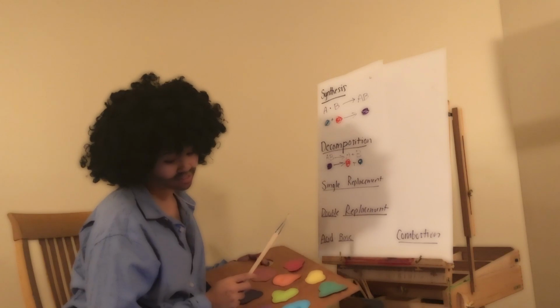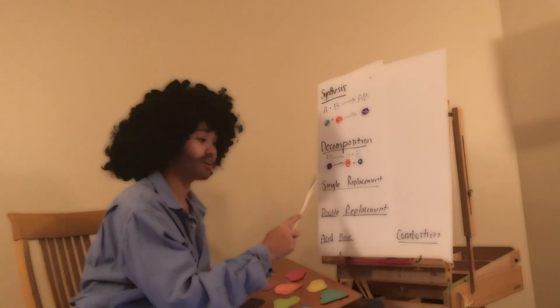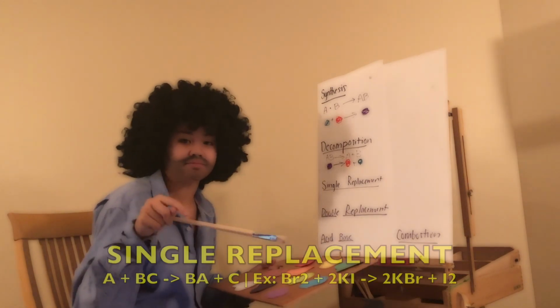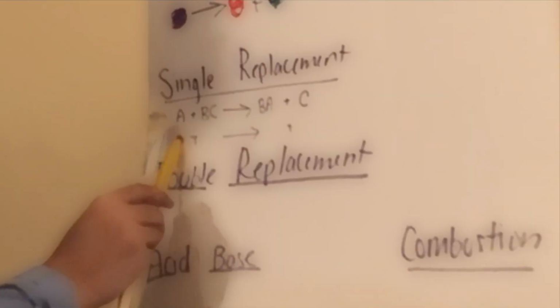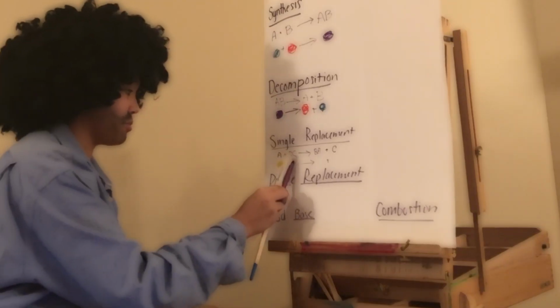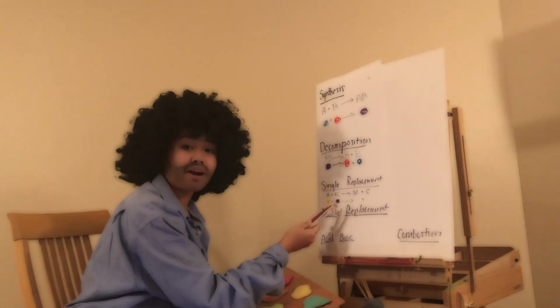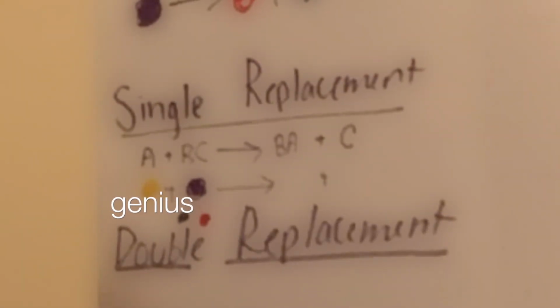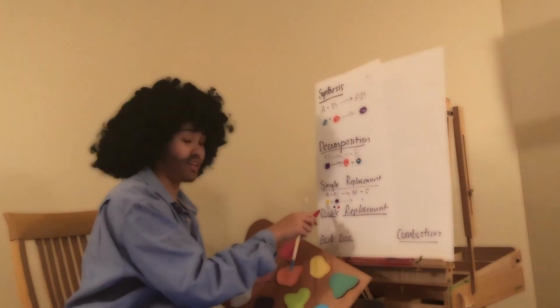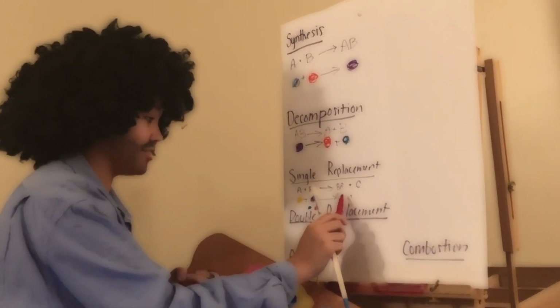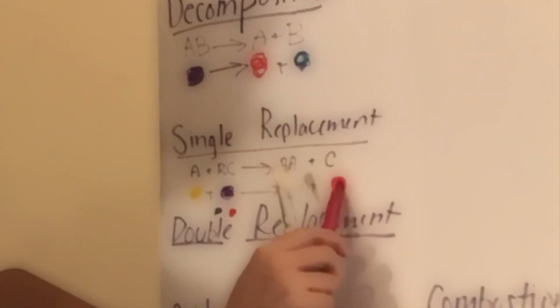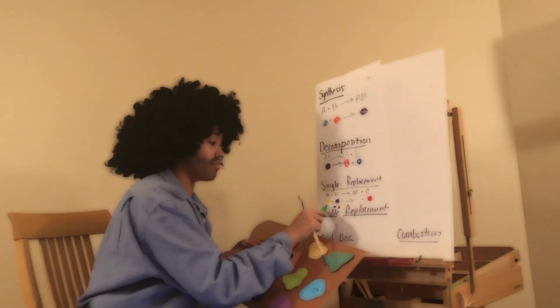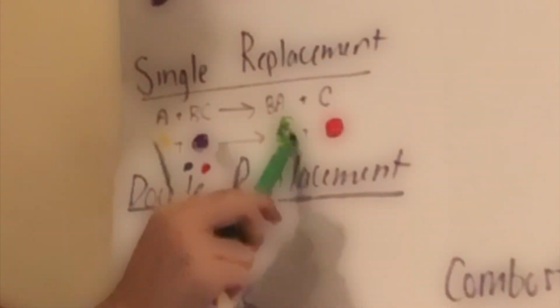There we are. Okay, now we've got our single replacement. For the products and reactants alike, we'll have one element and one compound on both sides. Something like that. Now color-wise, let's say we have a yellow and a purple on this side, which is really just a compound of blue and red. On the other side, we would switch the yellow and the red, giving us this single individual red, and leaving us with the compound of blue and yellow, which is of course green.